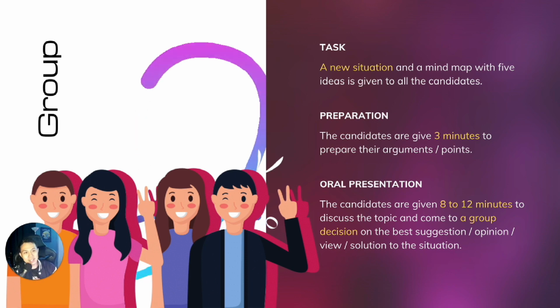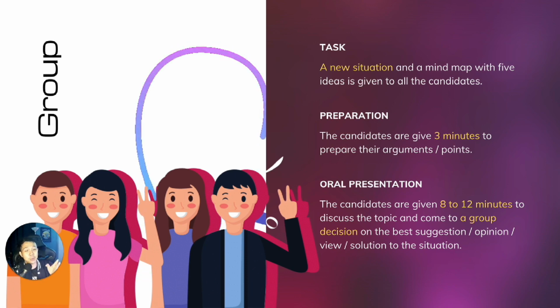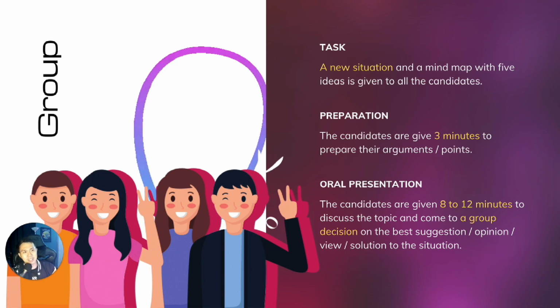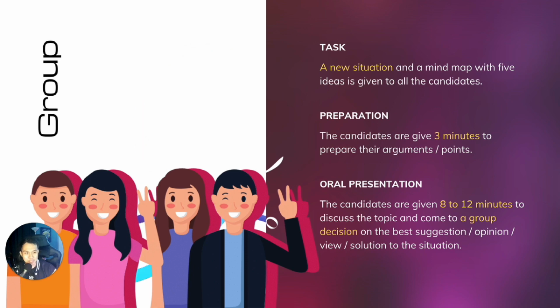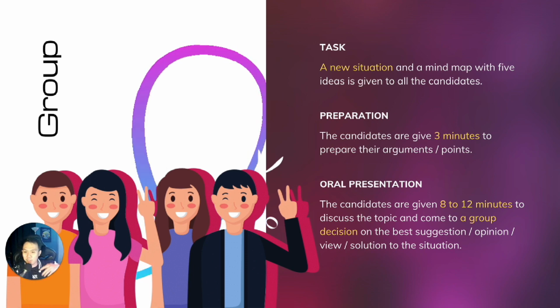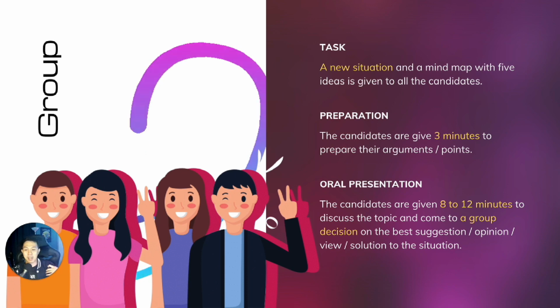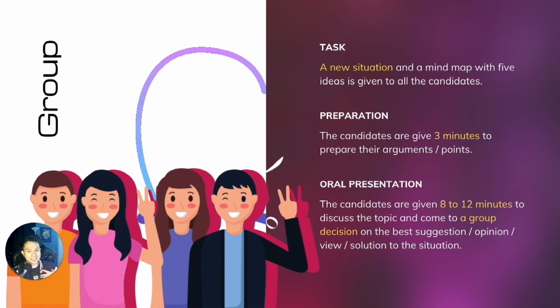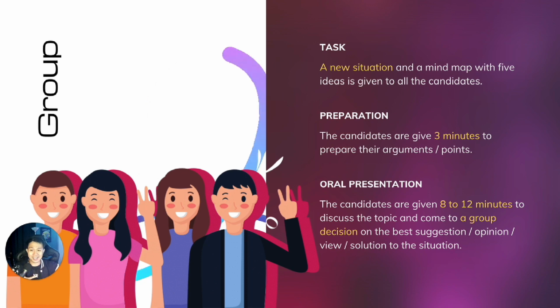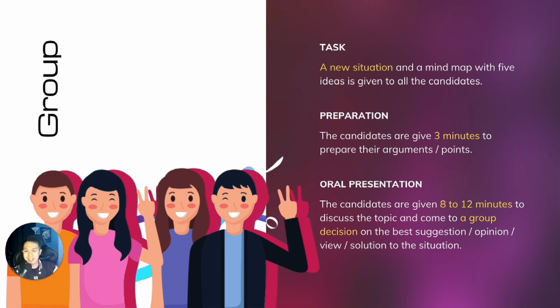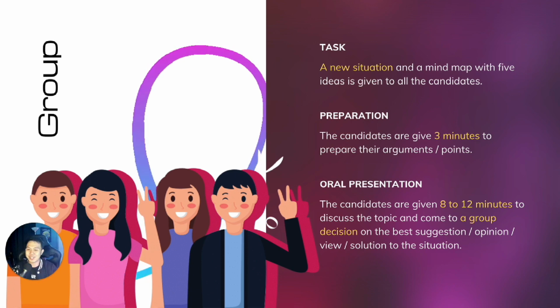Alright, for this task, as you can see in front of you, a new situation and a mind map with 5 ideas are given to all candidates. For preparation time, all of you simultaneously are given 3 minutes to prepare your arguments or points. This is a bit like a debating style, where you talk to your friends, you agree, you disagree, and after that you come up with a solution together.